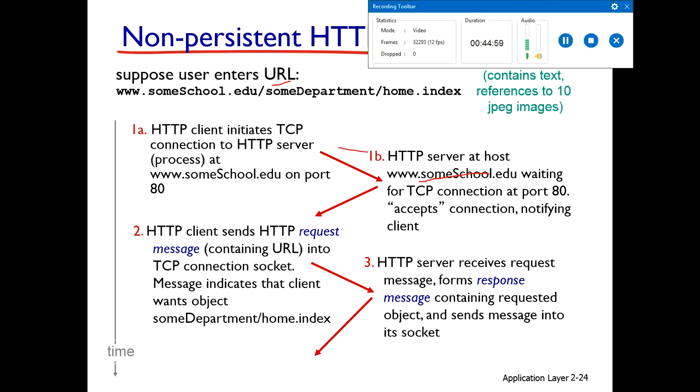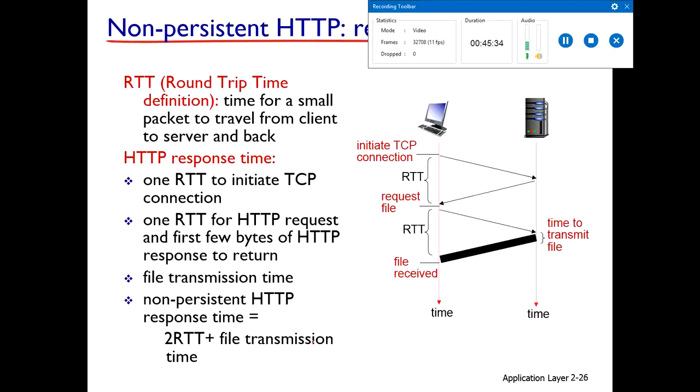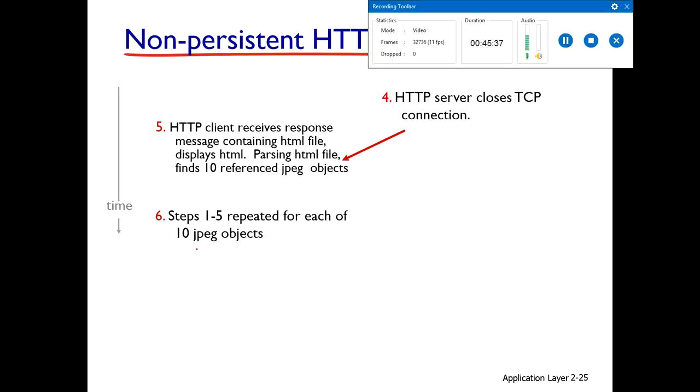So this was the request, and this was the response. Now the client sends an HTTP request message, which contains the URL, into the TCP connection socket. The message indicates that it wants the home page, somedepartment/home.index. Now the HTTP server receives this request message, forms a response message containing the requested object, and sends the message into its socket to the client.